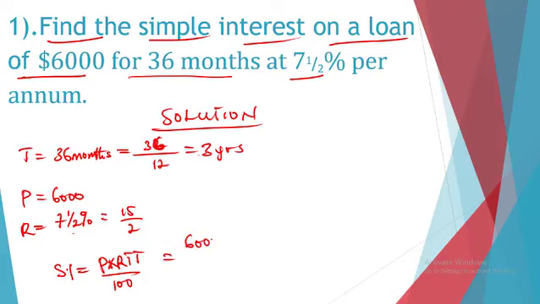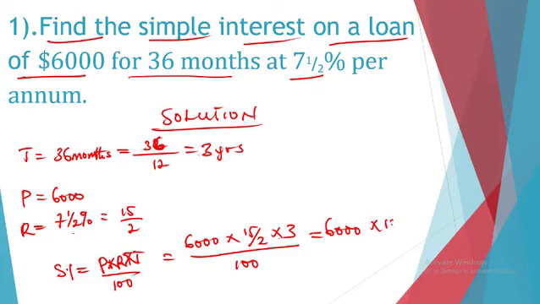Our principal is 6,000. Our rate is 15 over 2, and our time is 3, all over 100. This will give us 6,000 times 15 times 3 all over 2 times 100, and that will give us 6,000 times 15 times 3 divided by 200. We have 1,350 US dollars, and that's just the answer.